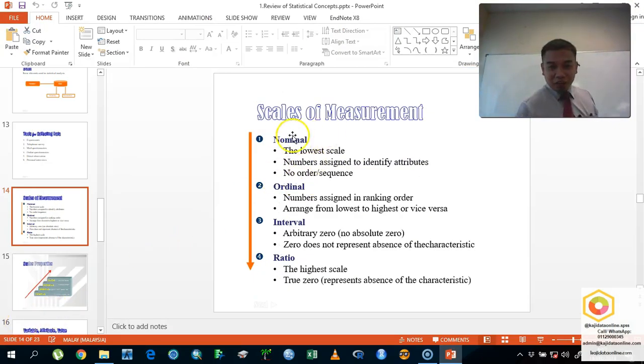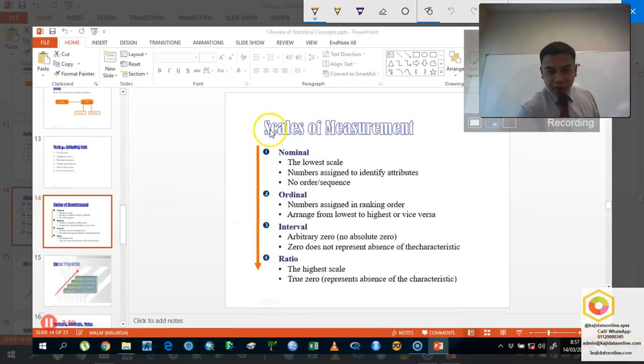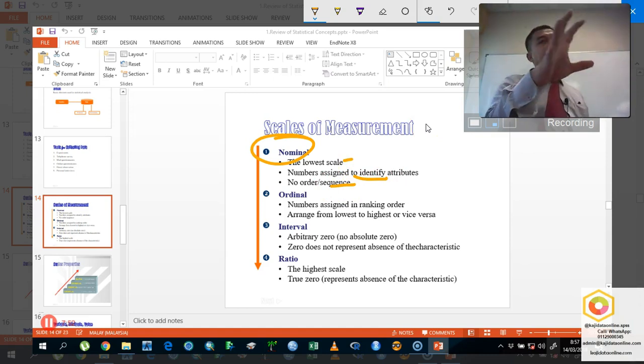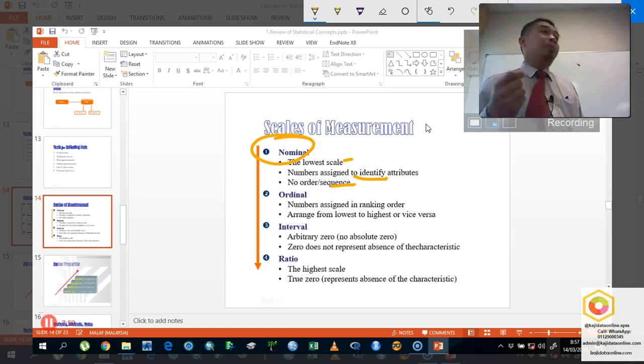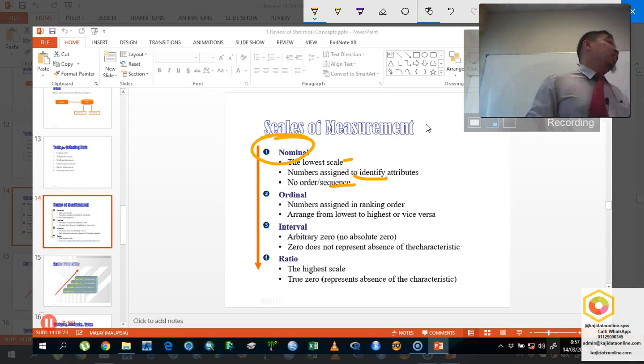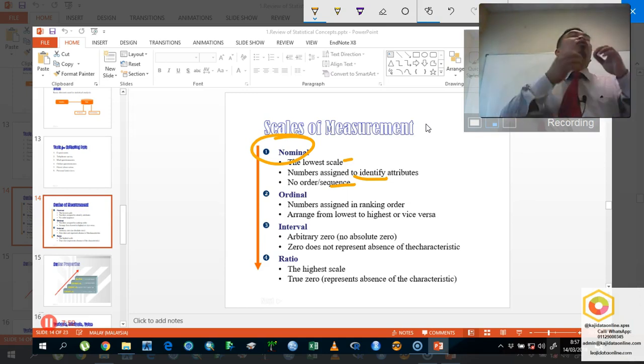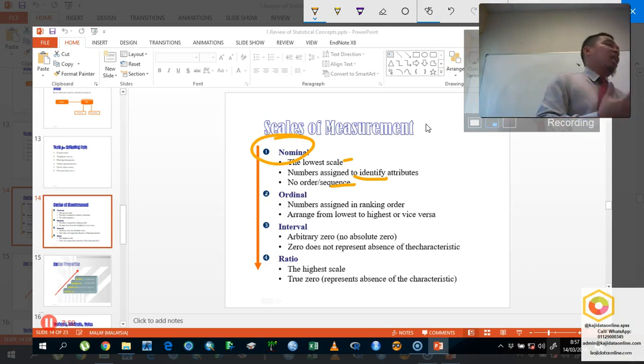Let us continue our discussion about the scales of measurement. The first one is the nominal scale. As I mentioned, this is the lower scale. Numbers are assigned to identify the attributes, with no order or sequence. It means we cannot put anything, but we teach the computer to put numbers. So the numbers don't mean anything. The numbers are just an indicator so that the computer can make the calculation.